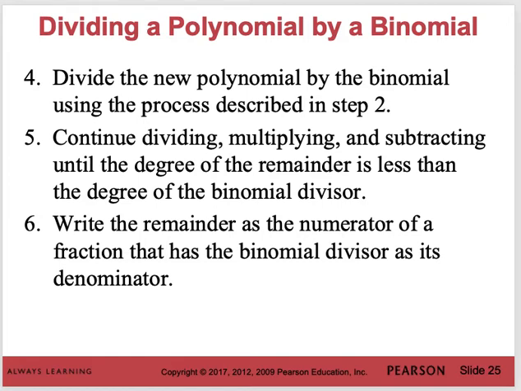Step 4. Divide the new polynomial by the binomial using the process described in Step 2. 5. Continue dividing, multiplying, and subtracting until the degree of the remainder is less than the degree of the binomial divisor. And 6. Write the remainder as the numerator of the fraction that has the binomial divisor as its denominator.